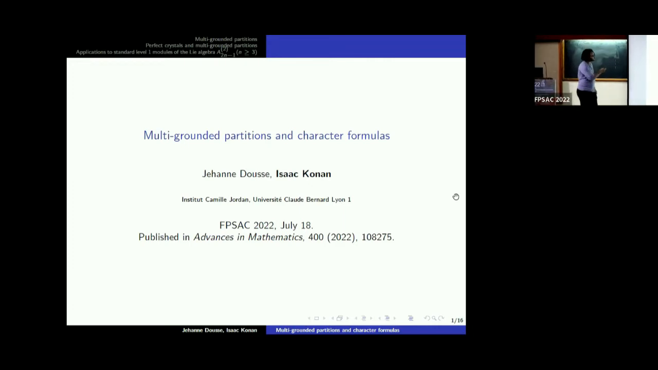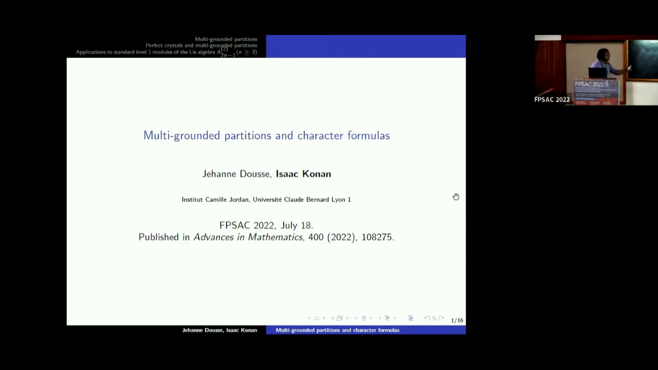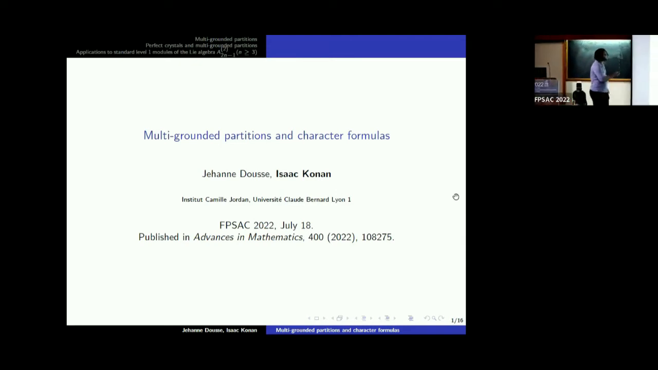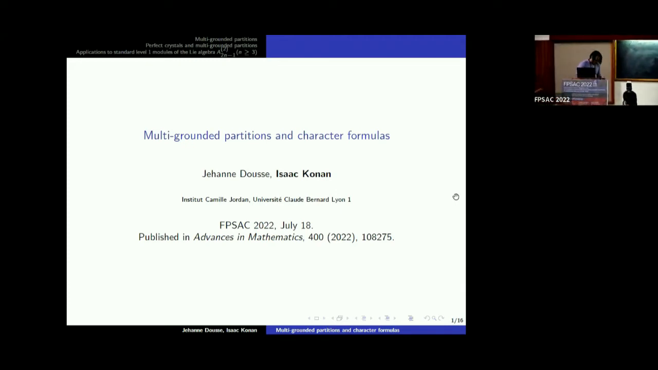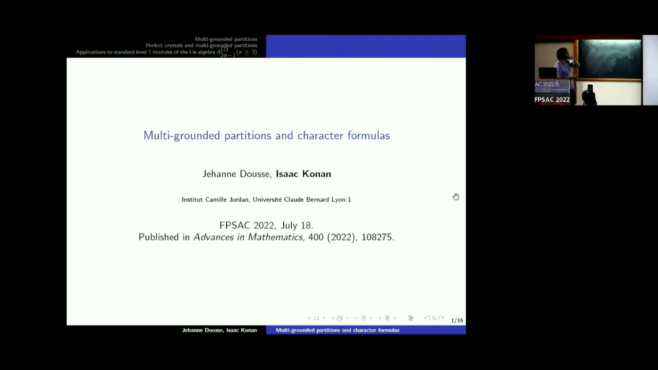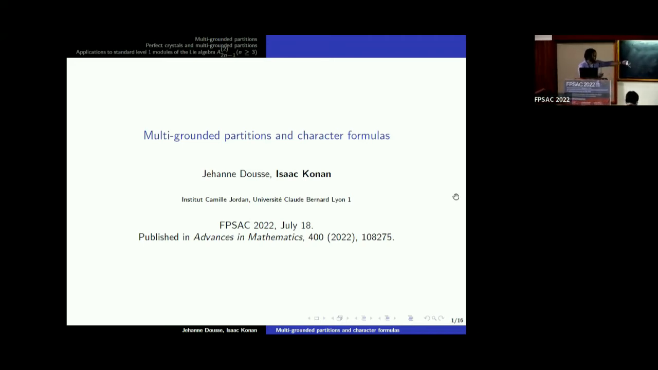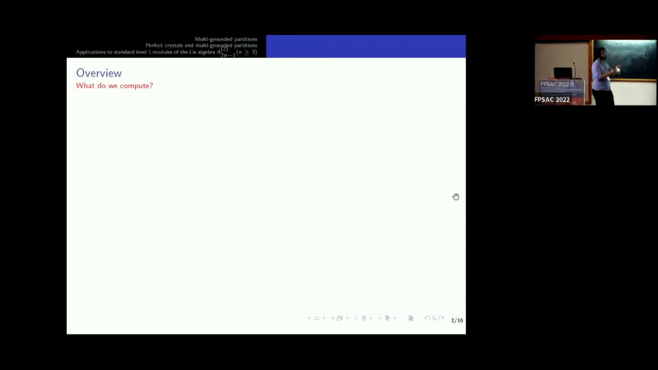So we'll talk today about a work that I did with Generative, and it is about multi-ground partition and character formulas. The full article, you can find with the same title in Advances in Mathematics, with this exact reference.